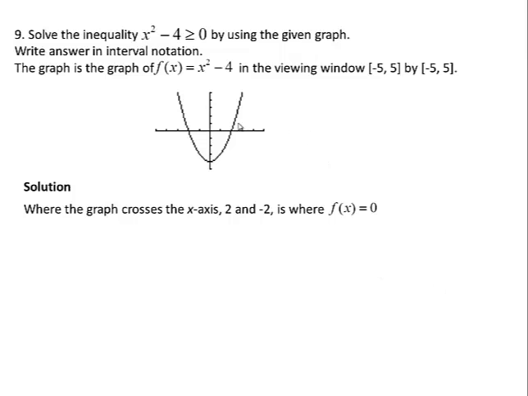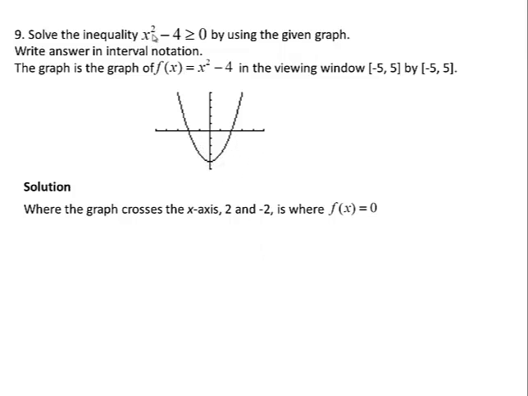Where the graph is above the x-axis, for those values of x, well, if you're above the x-axis, your y-coordinates would be positive. Your functional values would be positive. That's where the function is greater than 0. Where the graph is below the x-axis, for those values of x, that's where the function is negative. These y values are negative.